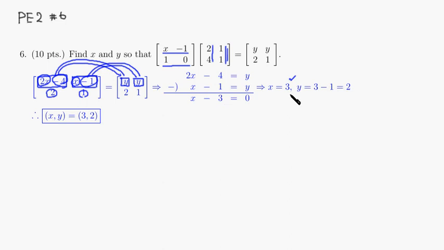Then once you know that x equals 3, we can just plug in 3 here. 3 minus 1 gives you 2, which is the y value. So therefore, x is 3, y is 2. That's it. I hope that this was clear.